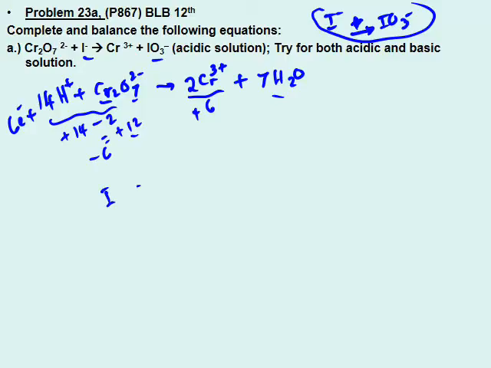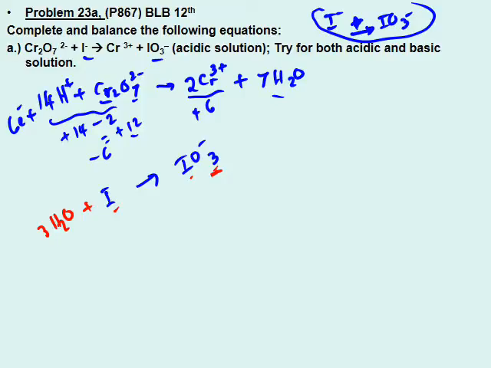I becoming IO3 minus. First, balance elements other than hydrogen and oxygen, and we don't have any hydrogen and oxygen. And I have only one I on each side, so I don't need to do anything. Now then balance oxygen by adding water. I have 3 oxygen on the right side, so I must have 3 H2O on the left side.